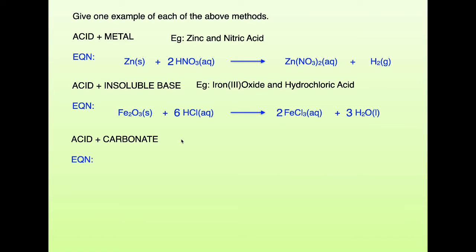Acid plus carbonate. So calcium carbonate and sulfuric acid. Obviously, calcium sulfate is going to be produced. Remember, here with nitric acid, we had nitrates produced. With hydrochloric acid, we've got chlorides. And with sulfuric acid, we get sulfate. So calcium sulfate. Have a go at the equation.